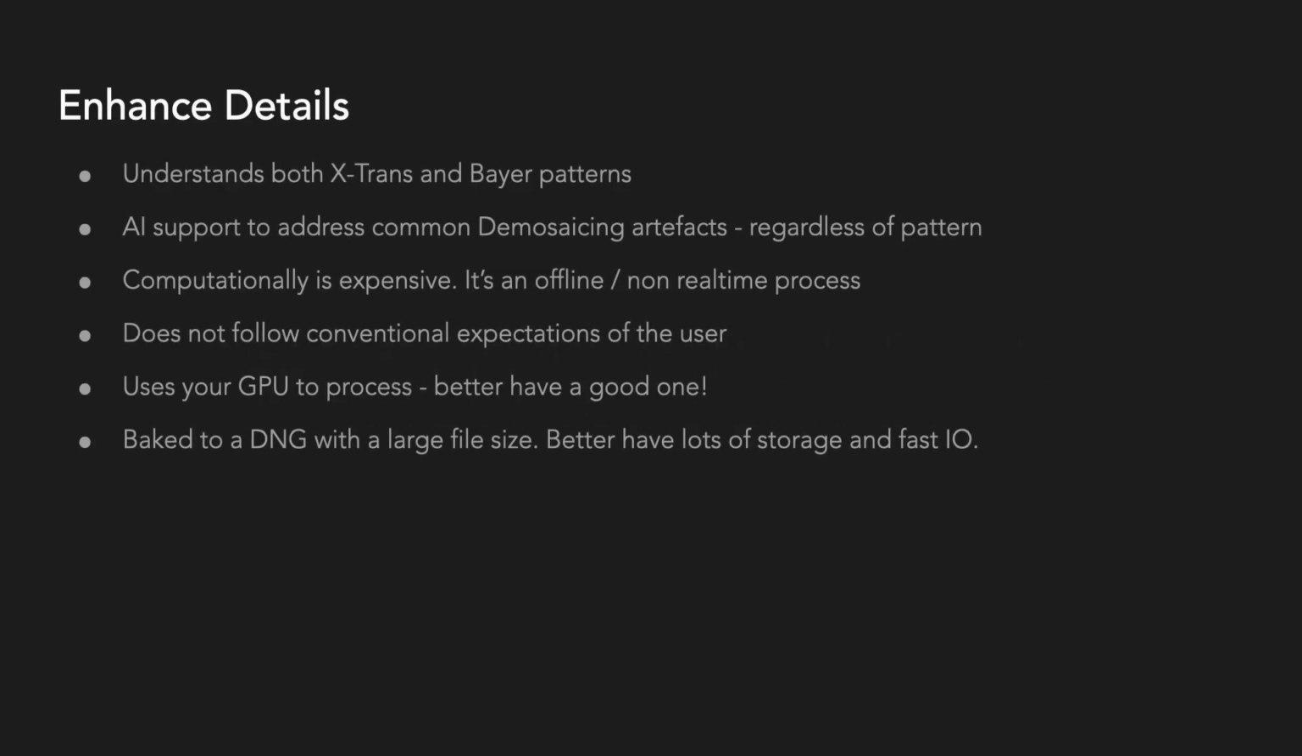So Enhanced Details is kind of clever in that it also does actually identify what the pattern is. It works on Bayer files as well. So any demosaicing artifacts can be helped by using this tool. The AI basically addresses those common demosaicing issues regardless of the pattern, and it is computationally expensive, so hence it becomes an offline process. Now, the real problem that this causes, and where I think it creates a divide in the community, is that it doesn't follow the conventional expectations of the user, in that you're expected to be able to open your raw file, see a preview of it, and that preview looks great. That it's converted that raw file into pixels as you'd expect, and you start working with it.